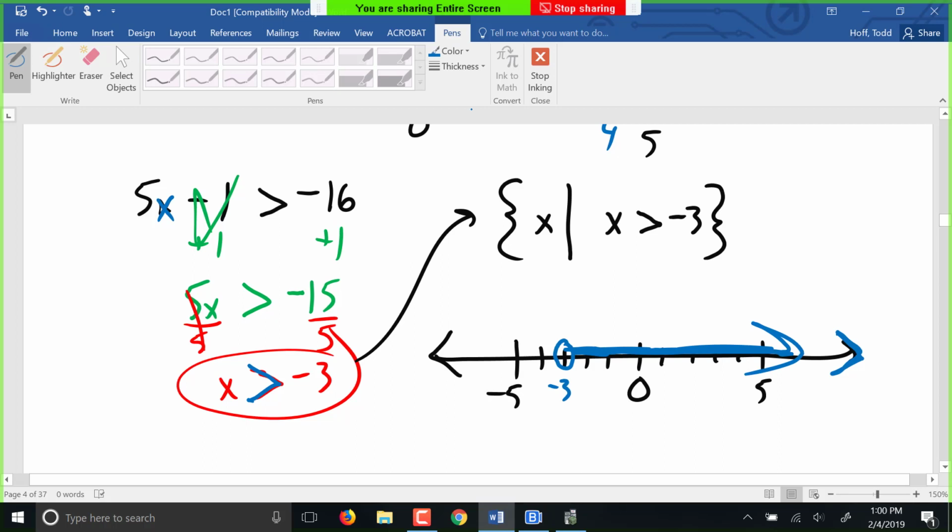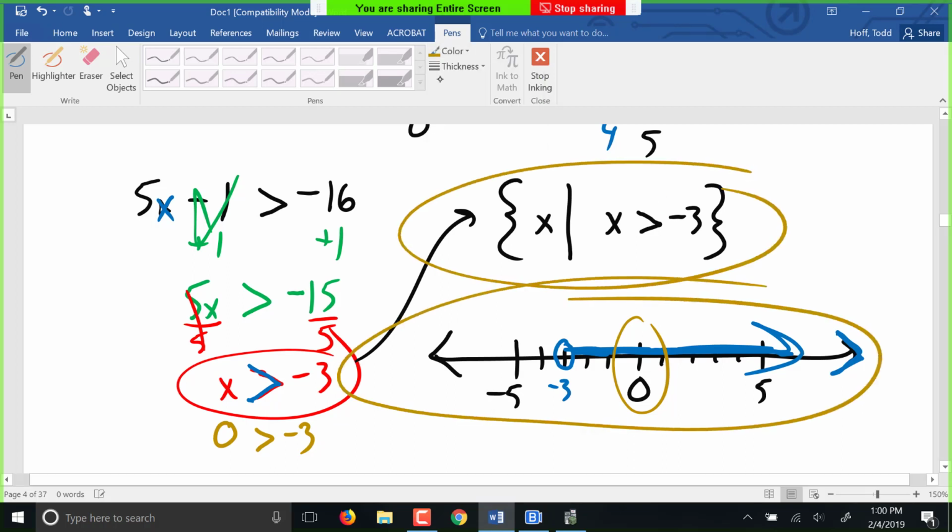Now again, to double check, 0 is in that shaded region in my solution set. Let's make sure that works. Is 0 greater than -3? It sure is, so that is true. So those are the two ways that we could express solutions to that.